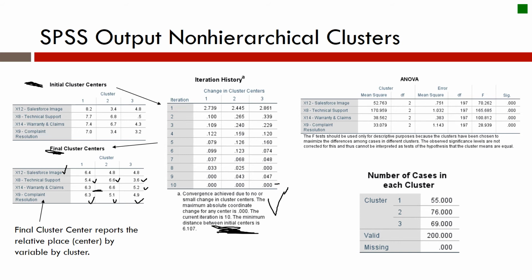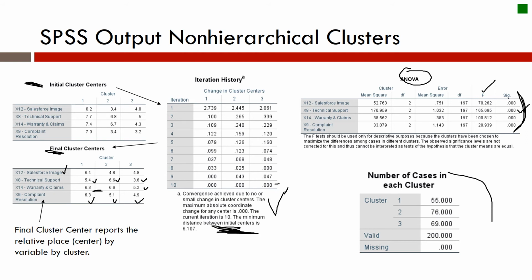elements here. So that's good, and this actually is confirmed with our ANOVA table. So what we're doing is we're looking by variable, and the ANOVA table, which will give us this F, says that there is significant difference between the 3 clusters on all 4 of our variables, because they're all different. So if you were to look at the difference between 6.4 and 4.8, that would be significant. The distance between 6.6 and 3.6 on tech support, that would be significantly different, and so on.